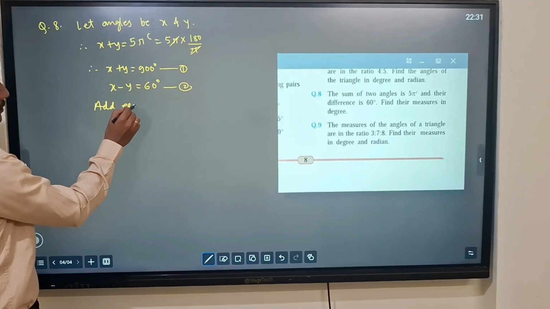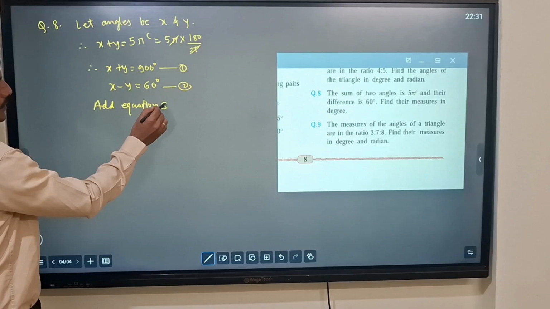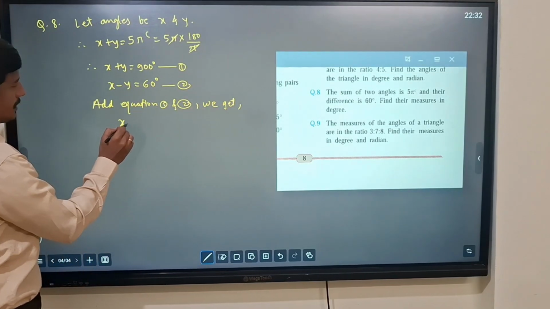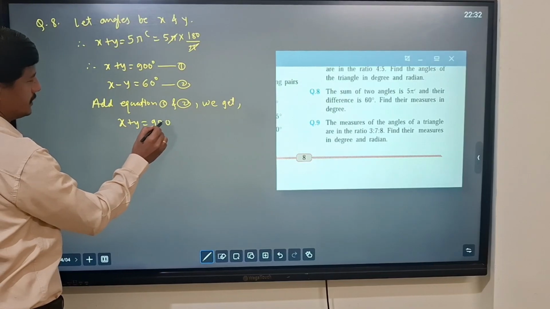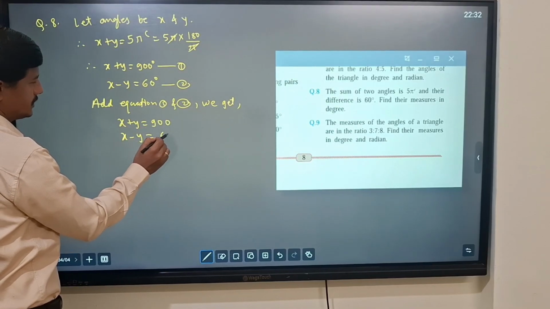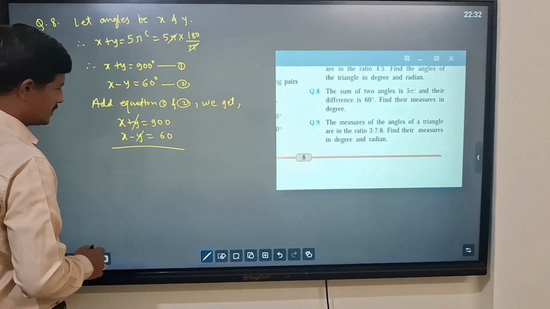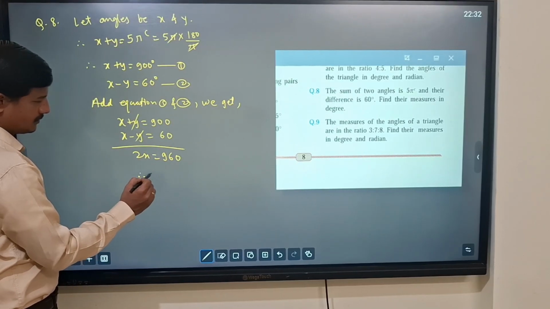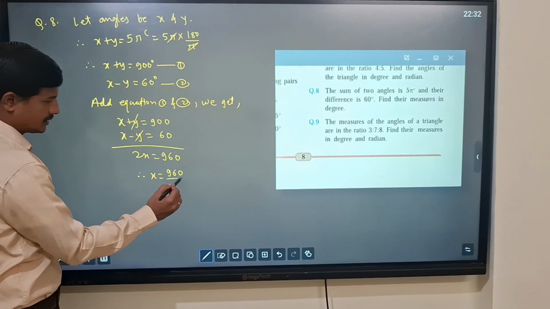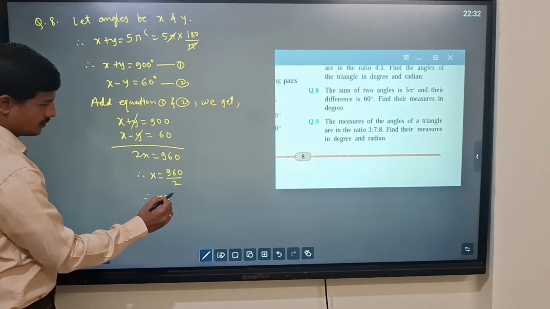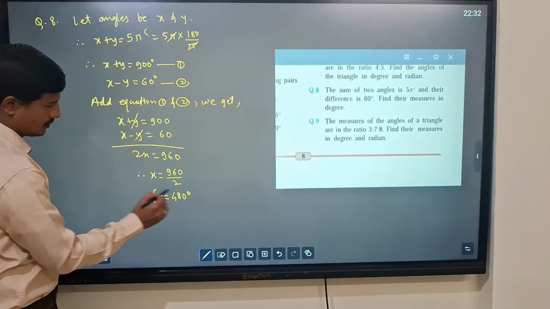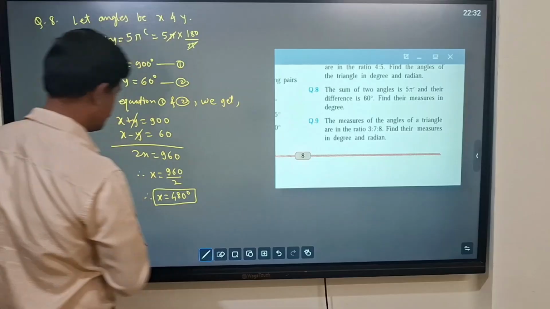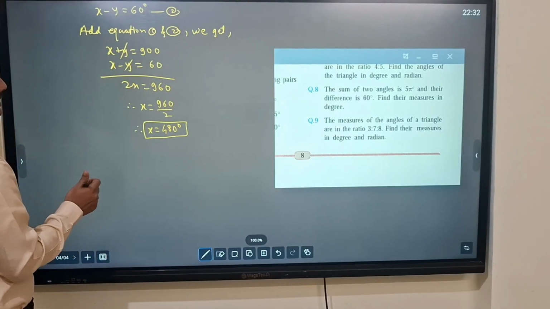Add equation 1 and 2, we get x plus y equal to 900, x minus y equal to 60. So plus minus y get cancelled. 2x equal to 960. Therefore, x equal to 960 by 2. Therefore, x equal to 480. Okay, they want it in degree only. So x is 480 degree.